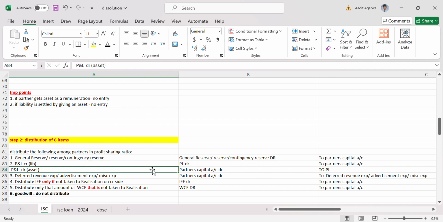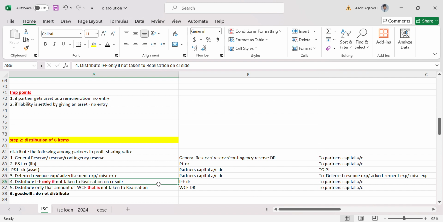If profit and loss appears on the asset side, you need to debit the partners' accounts and credit P&L. If deferred revenue expenditure, also known as advertisement expenditure or miscellaneous expenditure, appears in the old balance sheet, this means it's a debit balance. To distribute, you will credit it and debit the partners.